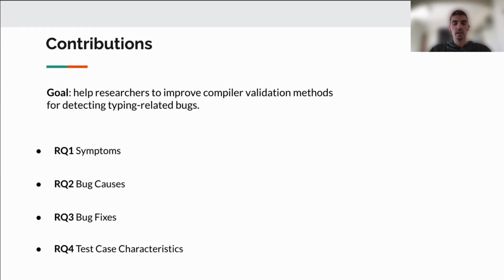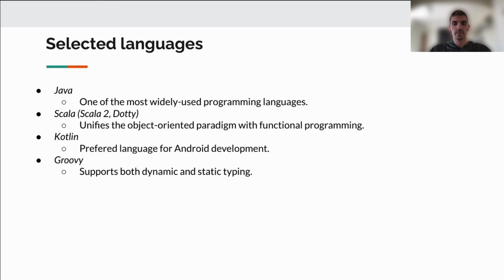Our main goal in this study is to help researchers improve existing compiler validation methods and develop new ones for detecting typing-related bugs. To do so, we empirically studied four main research questions. The first research question is how typing-related bugs manifest themselves. The second one is what are the categories into which we can group typing-related bugs based on their root cause. The third one is about bug fixes and, more specifically, the size of the fixes and the time it takes to fix typing-related bugs. The last one is what are the main characteristics of the bug-revealing test cases.